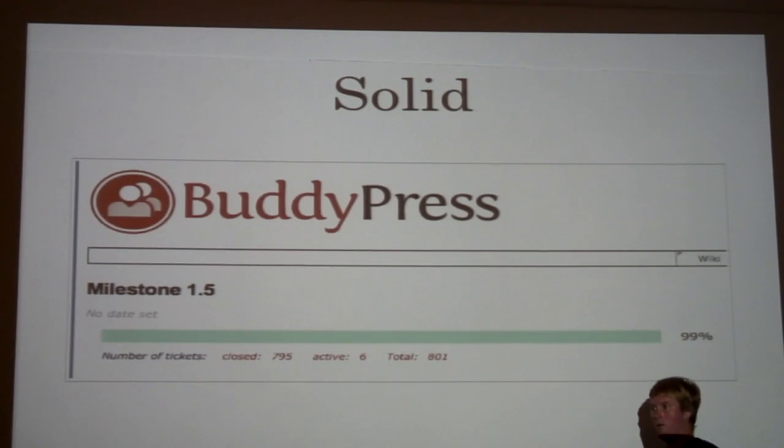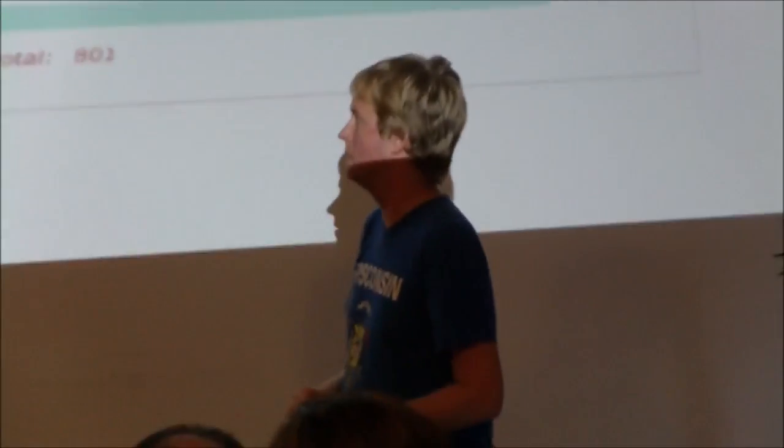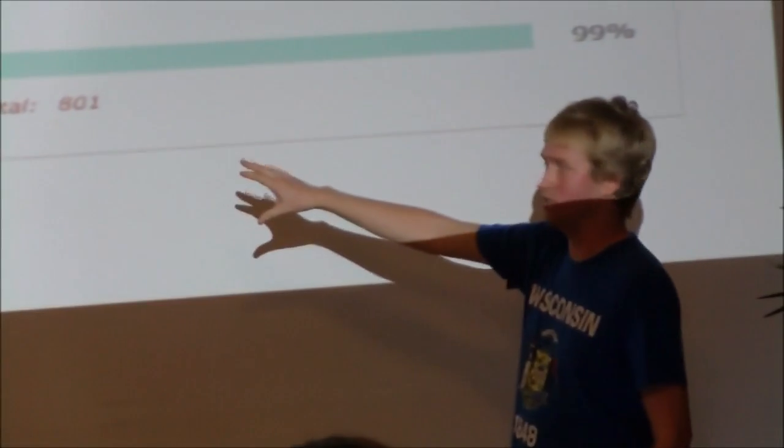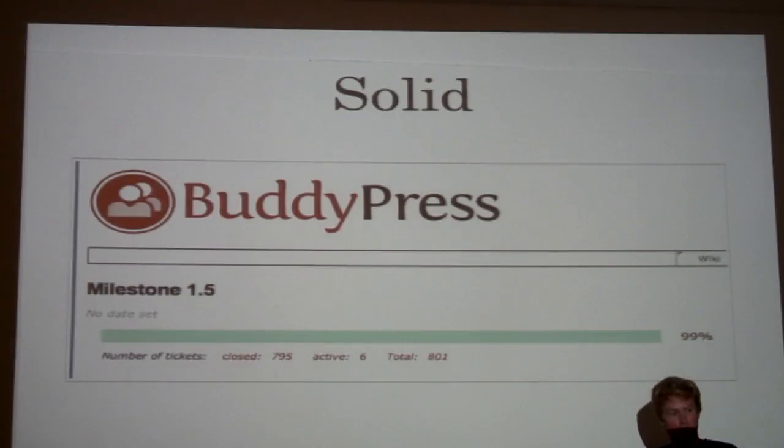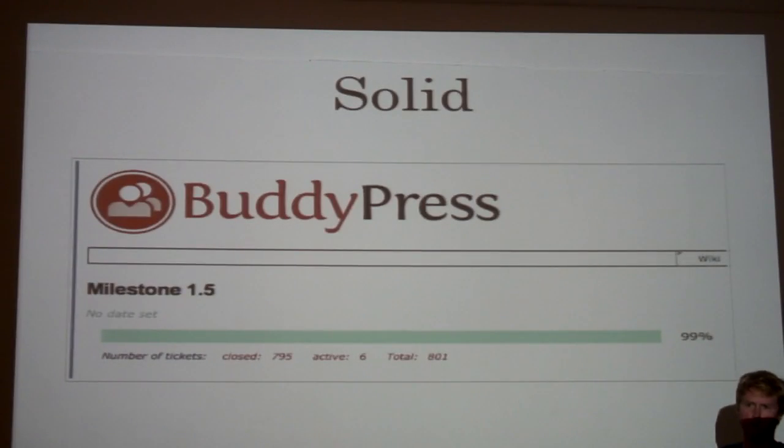So where are we at right now? Well, BuddyPress 1.5 is in its second beta. This says active 6. I took this screenshot this afternoon. It's actually down to 4. So we're going to clean those tickets and put out another beta, a third beta or a release candidate, probably our last one, probably within the next week or so, with a goal of maybe getting a final version up by the end of the month, knock on wood.